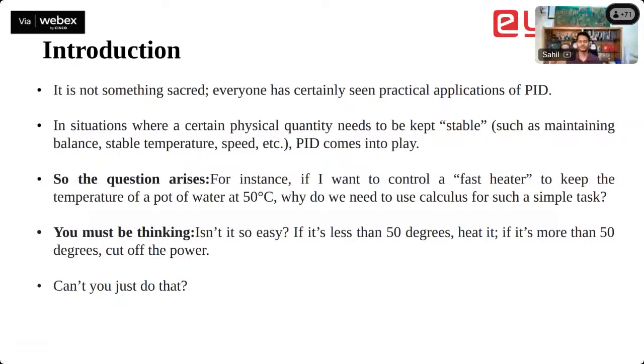PID is not something very sacred. Everyone has certainly seen PID in practical applications. PID is basically used to keep physical quantities stable, like maintaining a stable temperature in your room, the cooling temperature. For example, you want to keep the temperature constant at 24 degrees Celsius, so you turn on the AC and it keeps the temperature at 24.